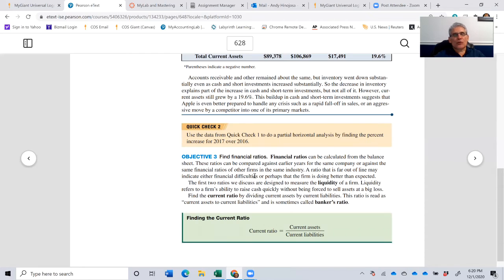Now we can also do what's called financial ratios. And in some cases, we look to determine what the liquidity is of a company. And liquidity refers to the firm's ability to raise cash quickly without being forced to sell assets at a big loss. So we'll look at the current ratio. And the way we come up with the current ratio is we take current assets and we'll divide it by current liabilities. So you'll have the formulas there. Whenever it asks you, well, what's the current ratio, you can refer to your textbook and figure, okay, what is the current ratio? It is current assets divided by current liabilities.